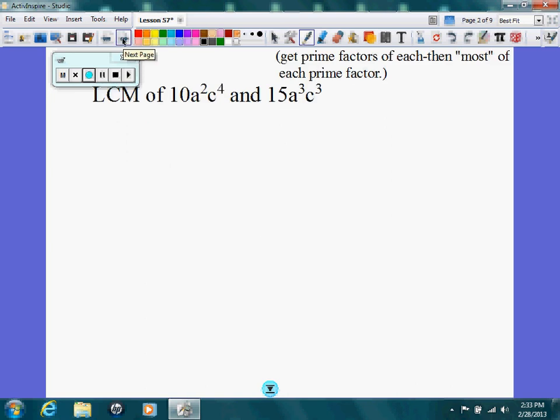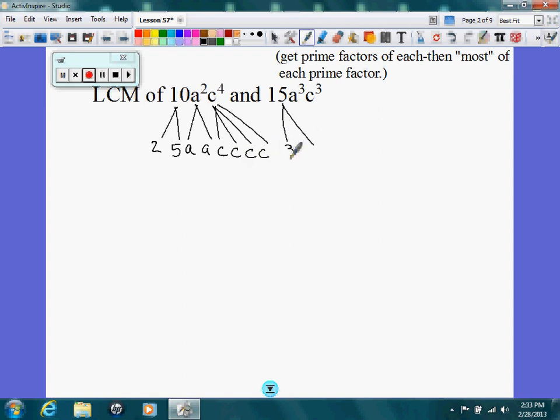How would I find the least common multiple of 10a squared c to the 4th and 15a cubed c cubed? Well, first of all, we get the prime factors of each, and then the most of each prime factor, just like we did in the first problem. 10, we could do 2 and 5. A squared, we could do a and a. And c to the 4th, I think we could get 4 c's. And then 15 would be 3 and 5. A cubed would be a, a, and a. And then c cubed would be c, c, and c, if we wanted to do them kind of horizontally like that.